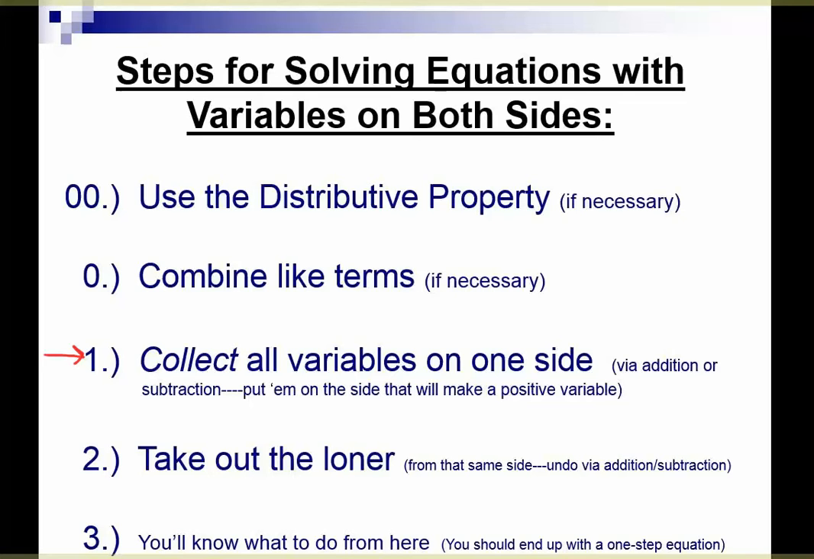That's going to save you some potential mistakes down the road if you're uncomfortable working with negatives. And then once you get all of the x's on one side, you're probably going to have a basic two-step equation. And with the two-step equation, you'll take out the loner on that same side as the x, and then everything from there will kind of make sense for you, and you'll know what to do.